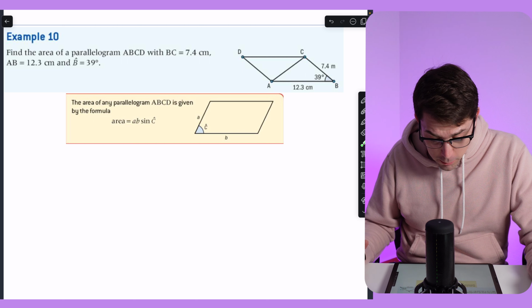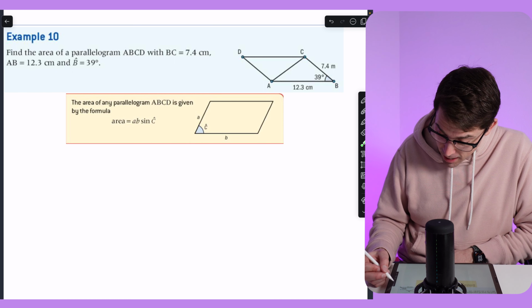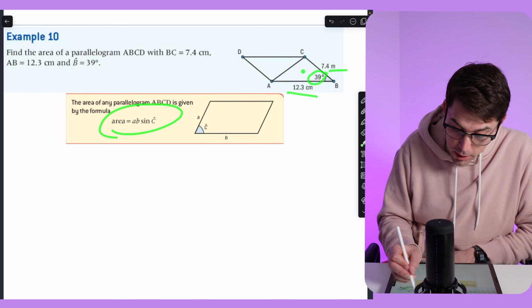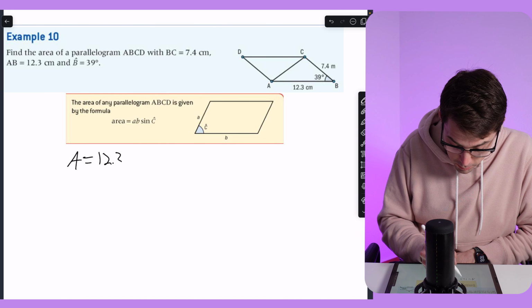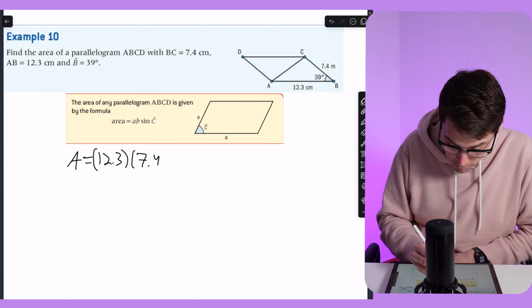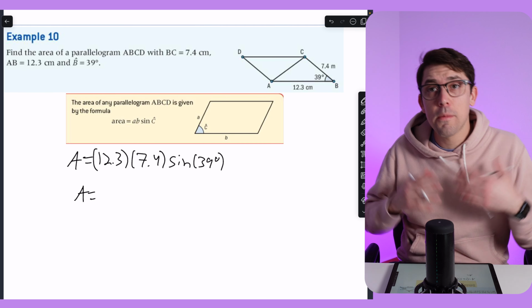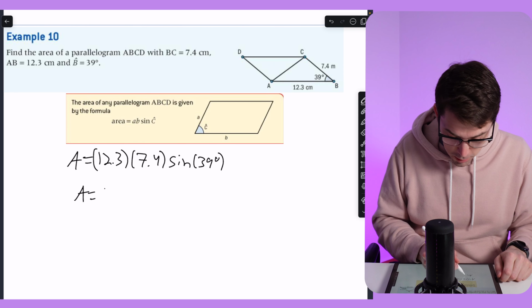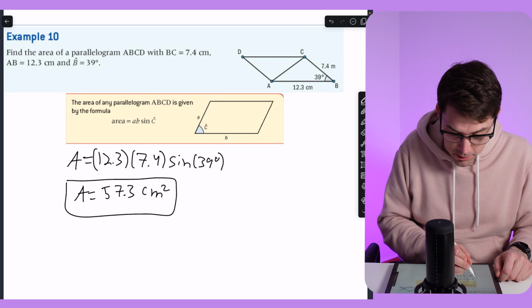So let's find the area of the parallelogram ABCD, with BC is 7.4, AB is 12.3, and the angle of B is 39 degrees. Well, again, I have two sides that sandwich this angle, so I can plug these values directly into my formula and solve. My area of the parallelogram would just be 12.3 times 7.4, times the sine of 39 degrees. Just put that into your calculator, and as long as you're putting in everything correctly, you should end up with the correct answer of 57.3 centimeters squared.